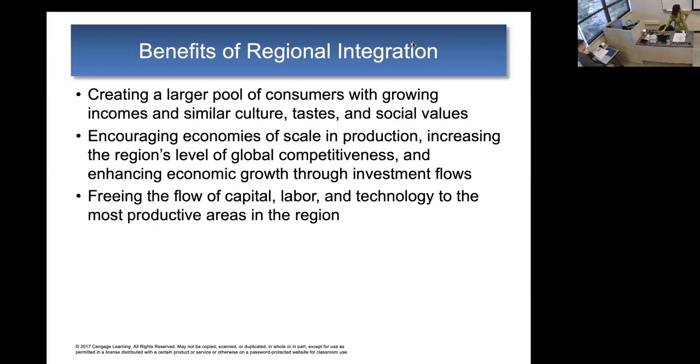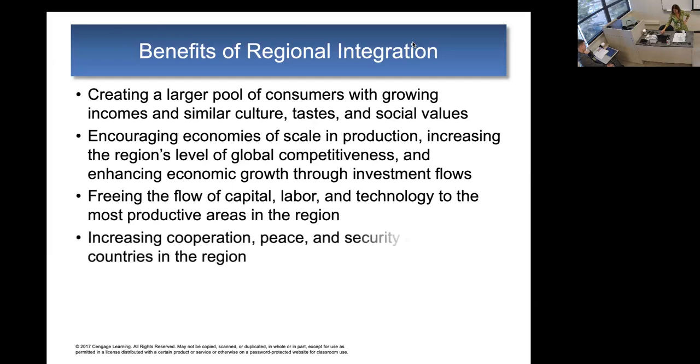Free flow of capital, labor, and technology to the most productive areas of the region. And increasing cooperation, peace, and security among countries in the region. Hardly are countries within the same agreement going to go to war against each other, right? Or be politically unfriendly.